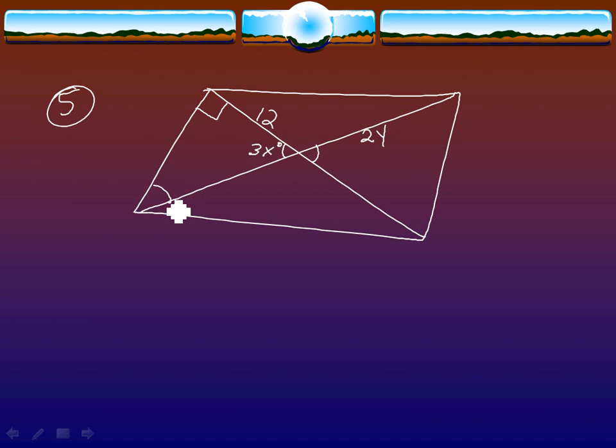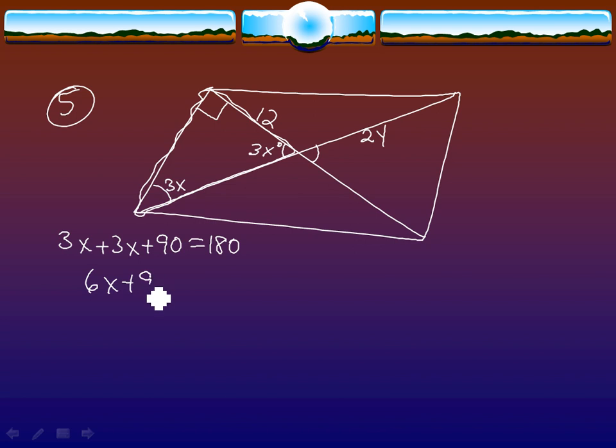If this angle right here is 3x, what's this angle? What kind of shape do you have right here? What do you know about the three angles of a triangle? Add up to 180. So how could I set up an equation there? Simplify that for me. Now what? Subtract 90 on both sides, right?